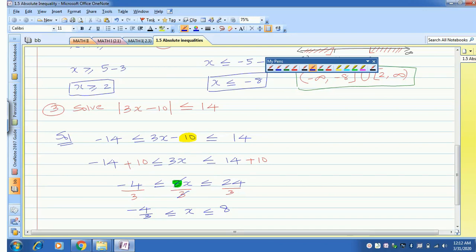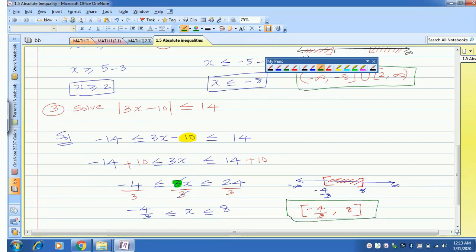Now if you write it in interval notation, what is the graph of this? Between minus infinity and plus infinity, here you have minus 4 over 3 and here plus 8. Both are closed and the region is in between. So the answer is the interval minus 4 over 3 comma 8. This is the final solution of this inequality.